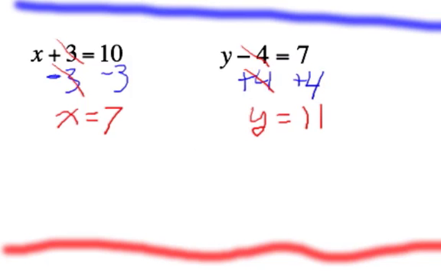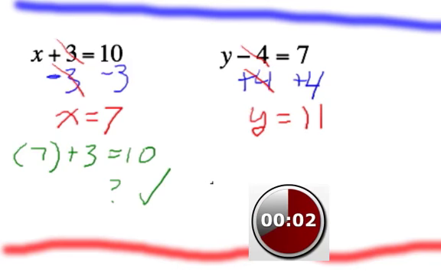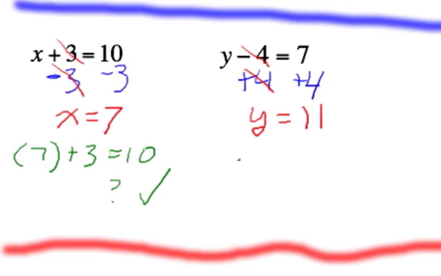Lastly, we must check our answer to make sure that we are working correctly. The way we check our answer is we take the original equation, x plus 3 equals 10, and we substitute 7 for x. 7 plus 3 equals 10. Now, is this correct? Yes, correct. 7 plus 3 is in fact 10. Now you try it. Why don't you plug in y equals 11 into the original equation? So you should have had 11 minus 4 equals 7, and that is correct. 11 minus 4 is in fact 7.